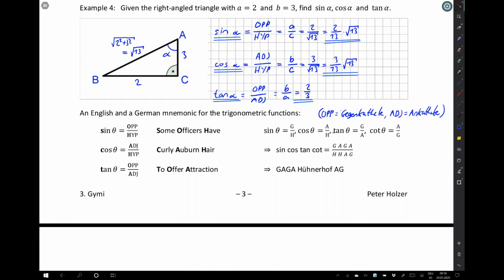You can use them for sure in the beginning to remember these ratios. However, I expect you to know them very soon by heart, especially during this chapter.